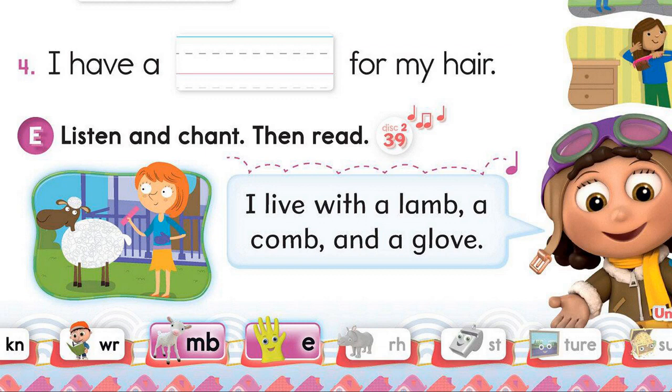I live with a lamb. A comb and a glove. I live with a lamb, a comb and a glove.